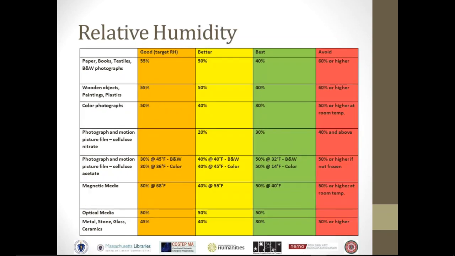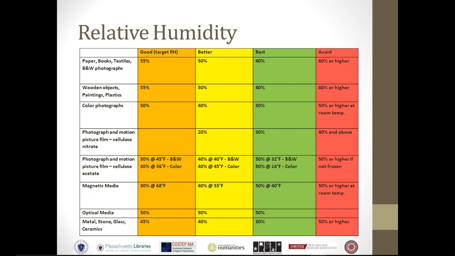So temperature and relative humidity are directly related, and you really can't separate them. So when the temperature changes, so too will the relative humidity, and that has to do with the pressure in the air and how much moisture the air can hold at any given temperature.